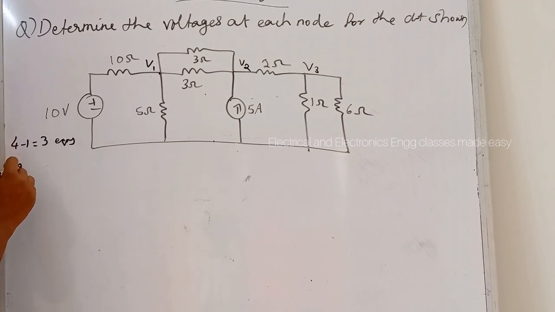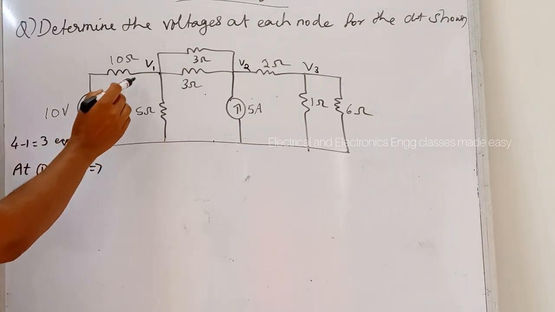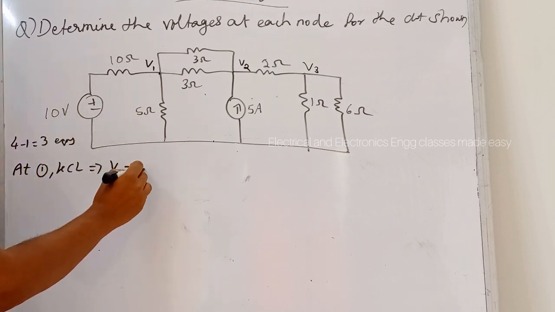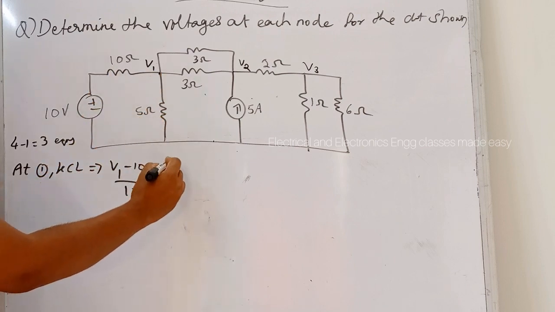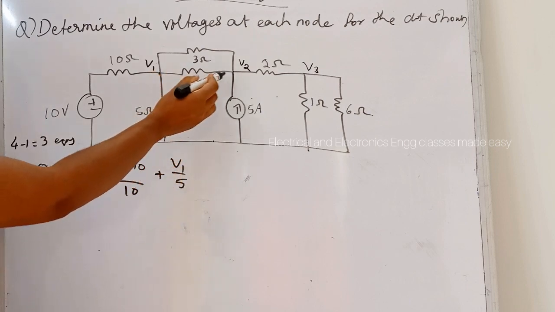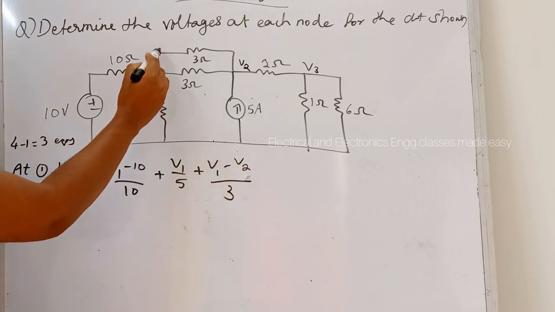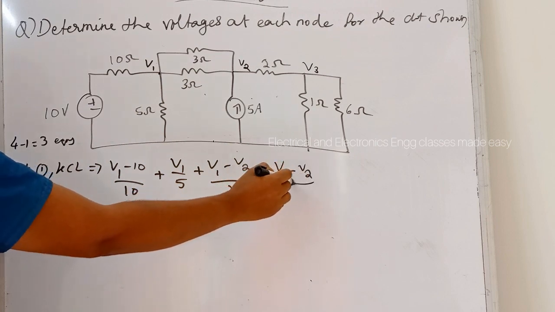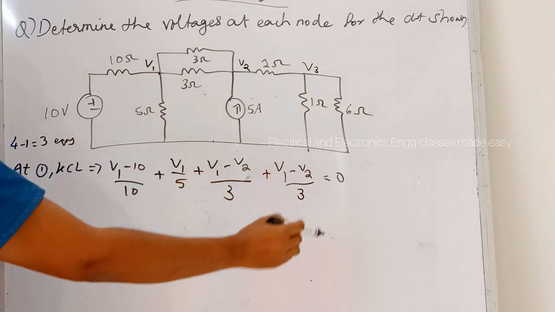Now at node 1 applying KCL, that is Kirchhoff's current law, we will get V1 minus 10 divided by this 10 ohm, then plus V1 divided by 5, then plus V1 minus V2 divided by 3. Also there is another 3 ohm resistor, that is plus V1 minus V2 divided by 3. Then here no current source, so equal to 0.